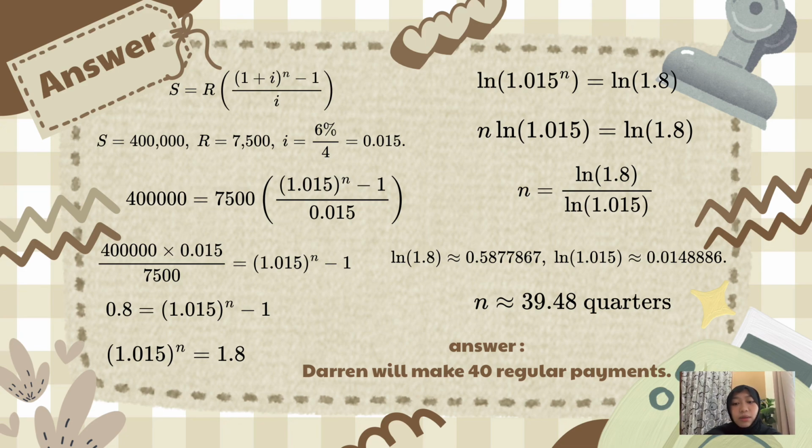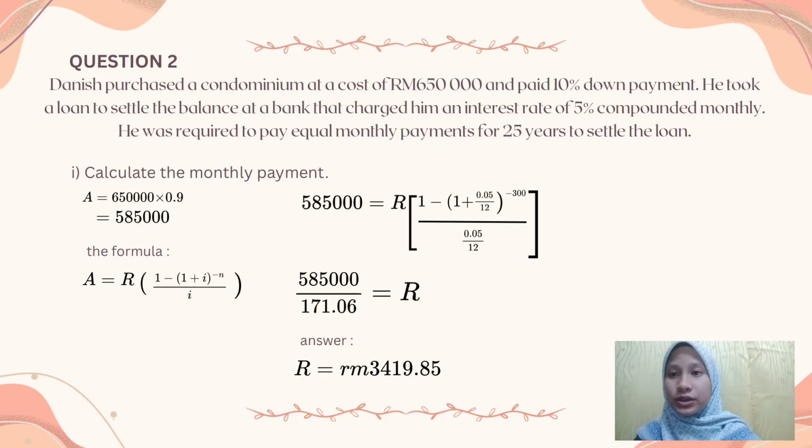This means Darren would need about 39.48 quarterly payments. Since the number of payments must be a whole number, and because he cannot make a fraction of a payment, we round the value up to the next whole number. Therefore, Darren must make 40 quarterly payments in order to exceed the target amount of 400,000 ringgit. This is the last question for set 5.